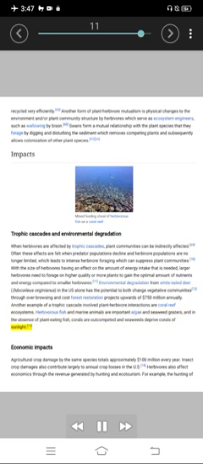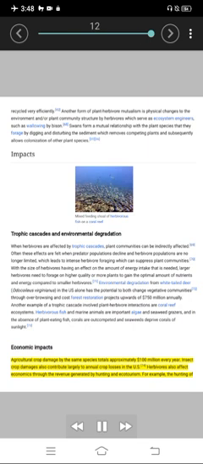Economic impacts. Agricultural crop damage by the same species totals approximately $100 million every year. Insect crop damage also contributes largely to annual crop losses in the U.S. Herbivores also affect economics through the revenue generated by hunting and ecotourism.